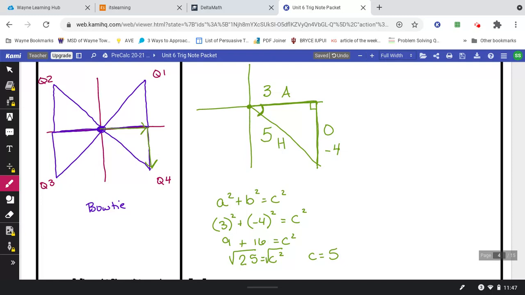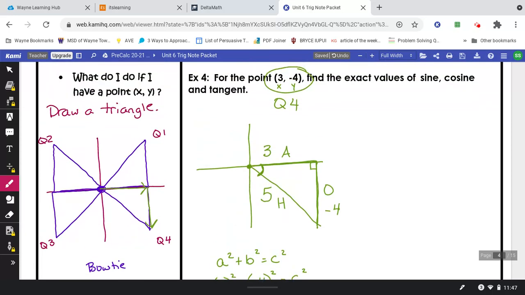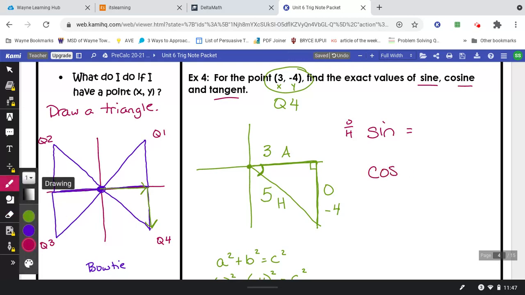Once we have the triangle all the way drawn out and all the sides are labeled with numbers, then it's time to actually do the answers. I need to find my answers for sine, cosine, and tangent. I'll abbreviate. Sine I know is opposite over hypotenuse. Cosine adjacent over hypotenuse. Tangent opposite over adjacent. See if you can fill those ratios, those fractions in.